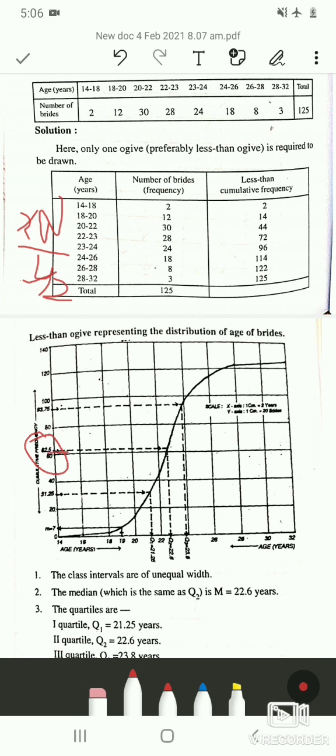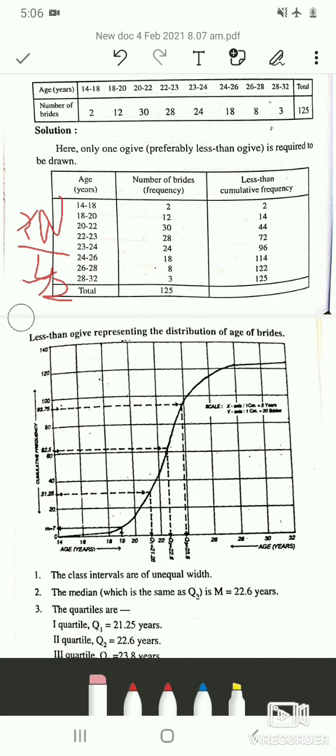So here is the same procedure. Draw a dotted line till it touches the curve, horizontal line, then draw a perpendicular line from where it touches the curve, and the corresponding value where it meets will be your median, which is 22.6, which is same as Q2. So we got median.